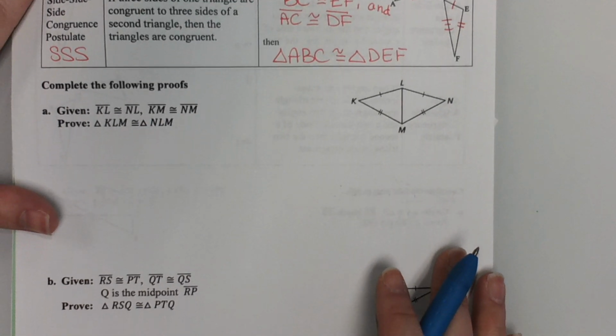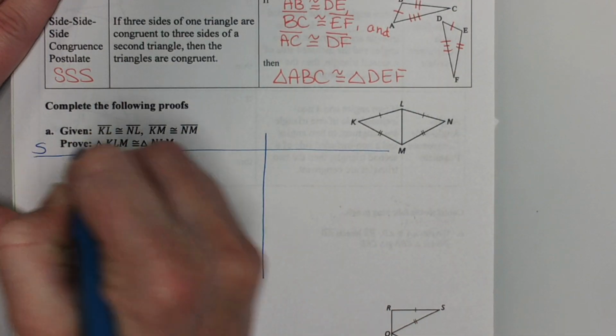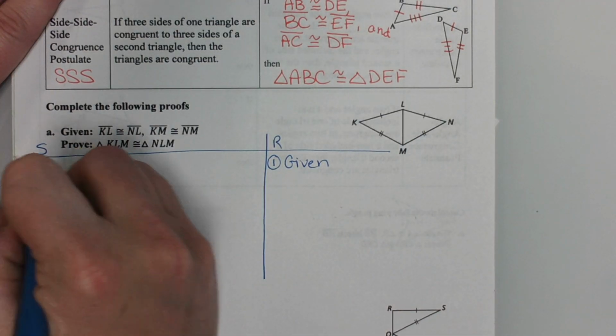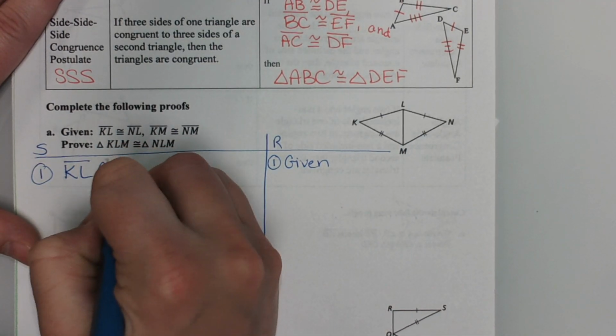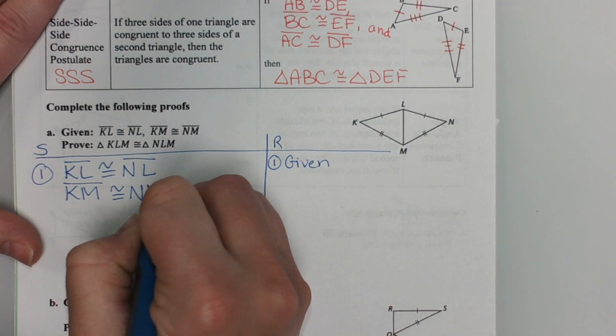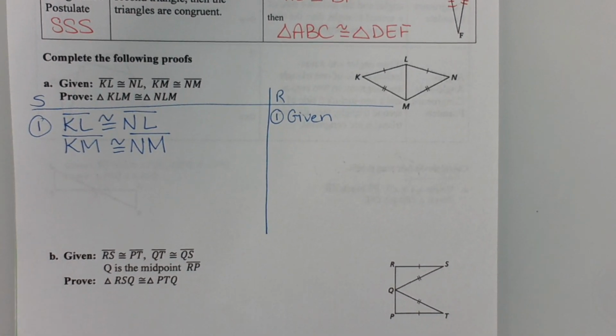We go through our proofs the same way. We have our statements, we have our reasons. We start with our given. We are given that KL is congruent to NL and that KM is congruent to NM. Just like with our side angle side proofs, just like with any of our triangle congruence proofs, as soon as you have a congruent symbol in the statements, make sure you've got it marked on the pictures.